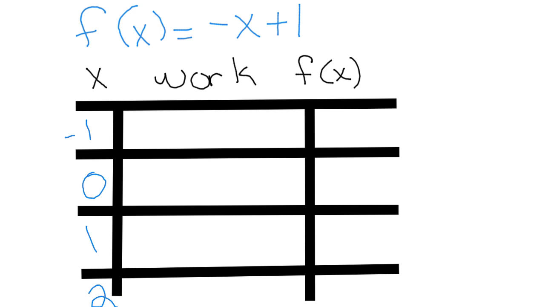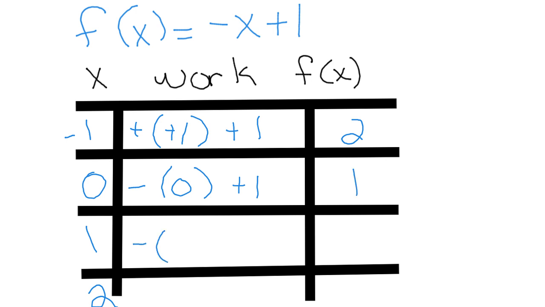So in order to do this, I'm going to keep my negative outside, and so I'm going to substitute negative 1 in for x plus 1. A negative times negative becomes positive, so I have 1 plus 1, which gives me 2. Now I'm going to substitute in the value of 0 plus 1. 0 plus 1 is 1. Substitute in the value of 1. Negative 1 plus 1 is 0. And now I'm going to substitute in the value of 2. Negative 2 plus 1 is negative 1. Now I have the whole entire table for the function f of x equals negative x plus 1.